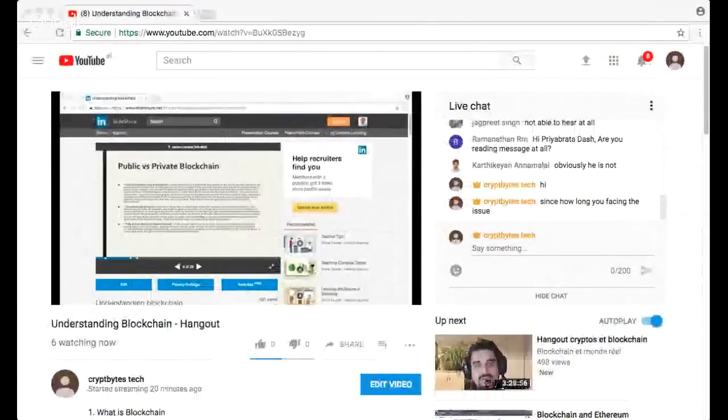Okay, I think just to add upon the fully private blockchain, an example would be something like your Hyperledger, which is a good example of a private blockchain.